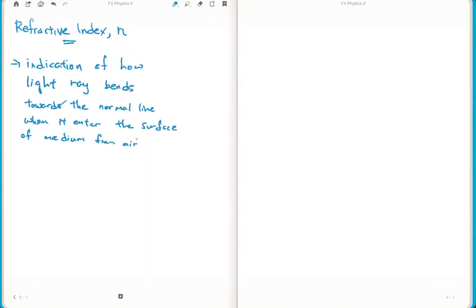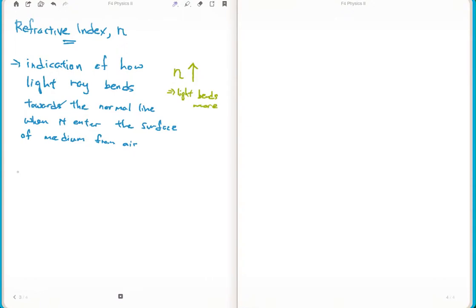In mathematical form, if your n index number is a very high number, 2, 3, 4, 5, the greater the refractive index, it means the light bends more. It's a ratio.